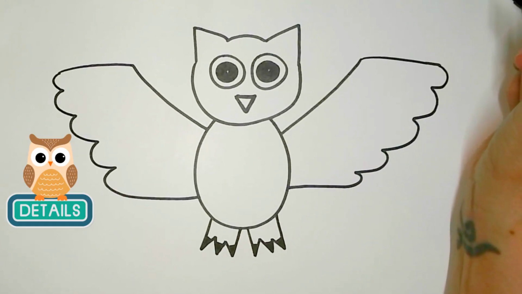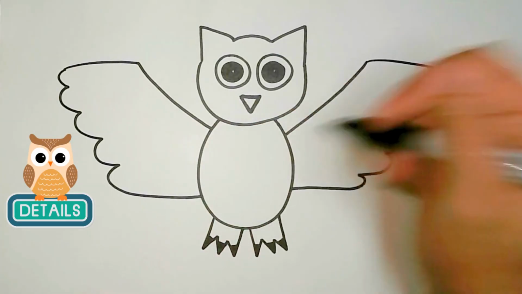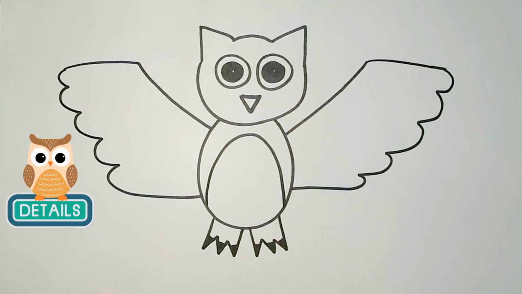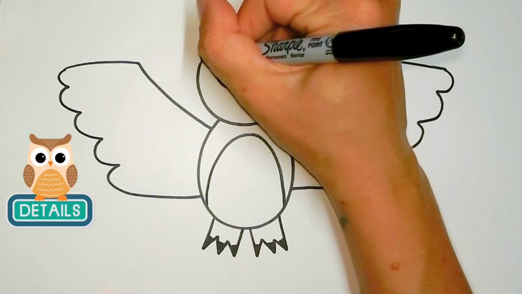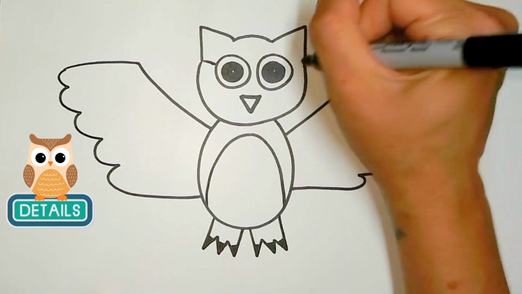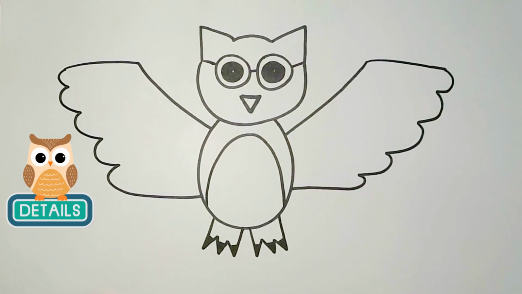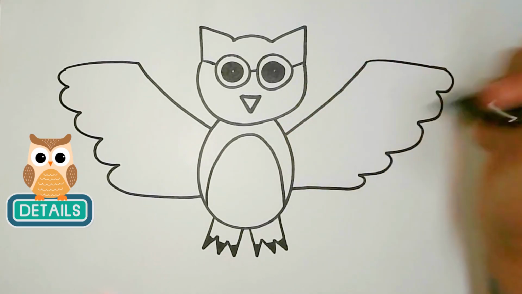So now's a good time to add some details. I'm going to do a rainbow line on the belly. I'm going to break up the face a little bit. Do a straight line under the ears and in between the eyes. And now I'm going to add some detail using shapes and lines.